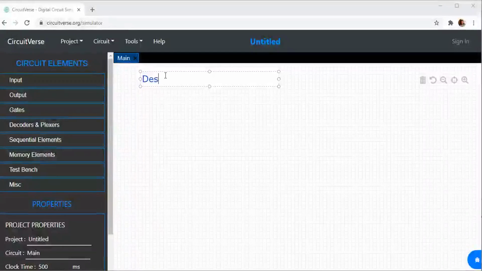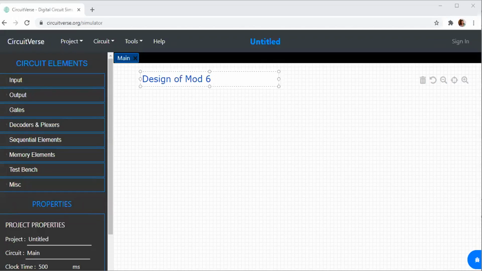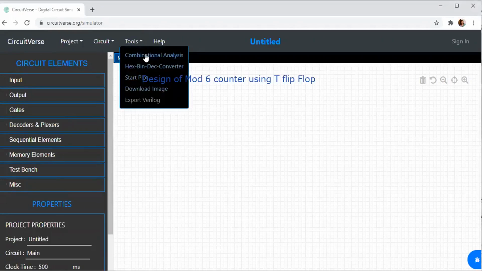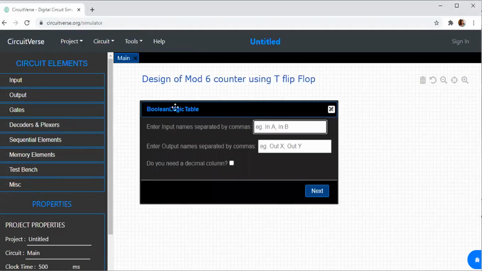Welcome everyone. In this session, we will be seeing the design of mod 6 counter. I'll be taking the same example, mod 6, whatever we have done earlier, mod 6 counter using T flip-flop. Whenever we are designing a mod n counter, first we have to have the excitation table with us for reference. So I'll rewrite the excitation table for T flip-flop.